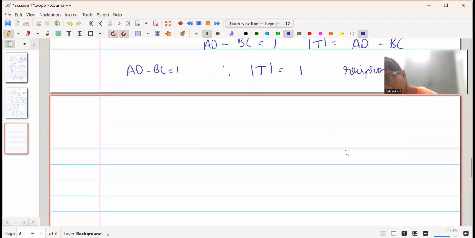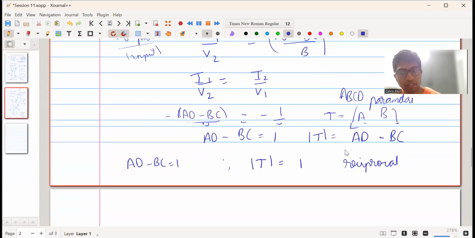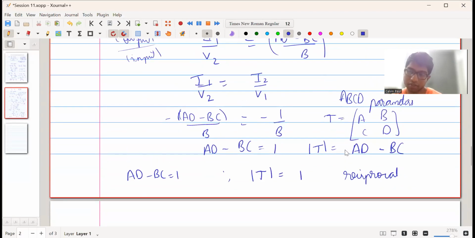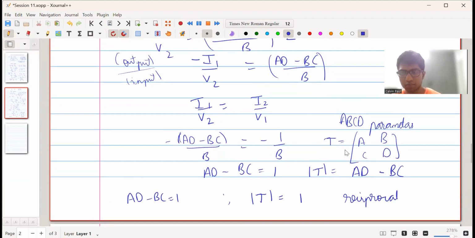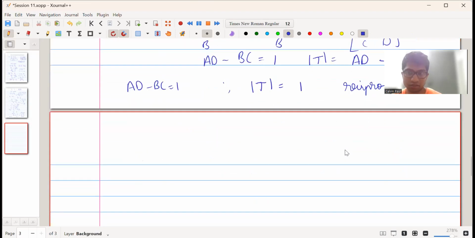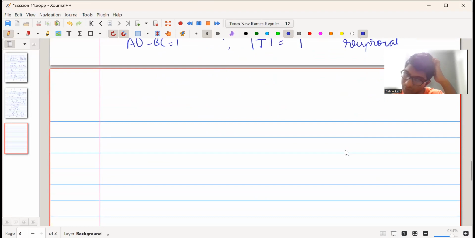So we have determined the relation for whether a network is symmetrical or whether a network is reciprocal via ABCD parameters, for a network which is represented in terms of ABCD parameters. In a similar manner, you can do it for a network represented in Z parameters, Y parameters, or H parameters. So it will still be the same. Okay. So now we will proceed further.